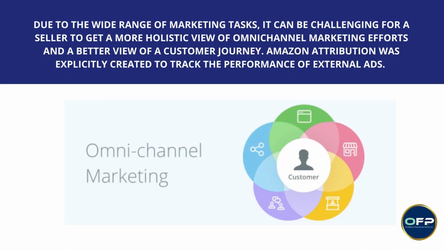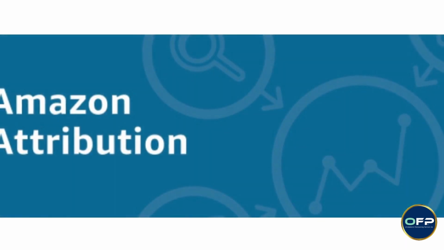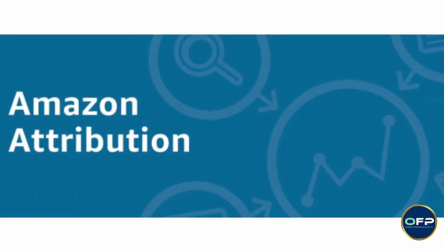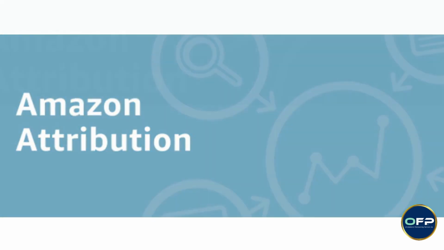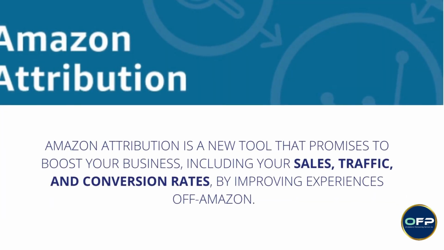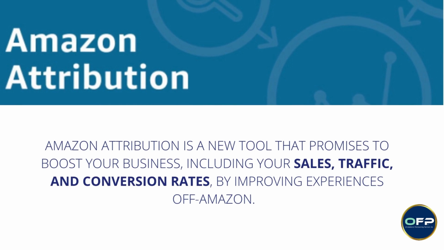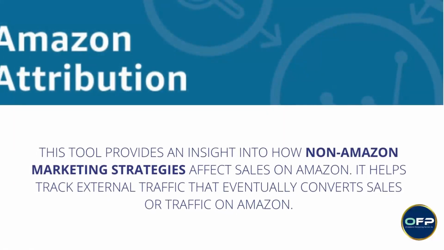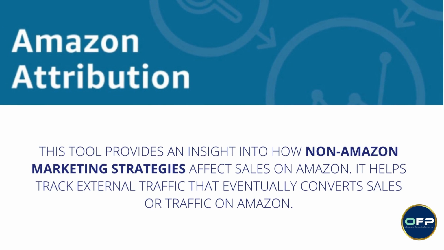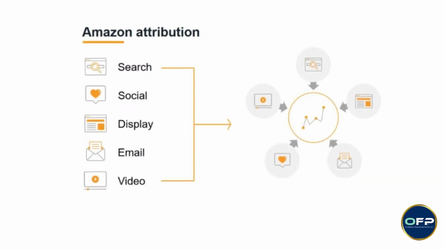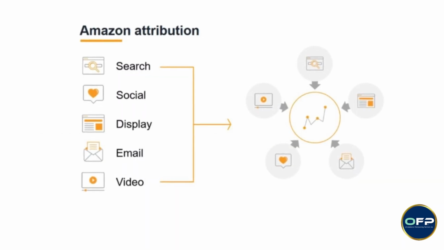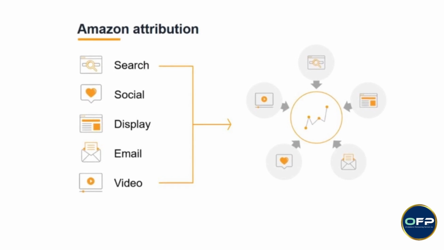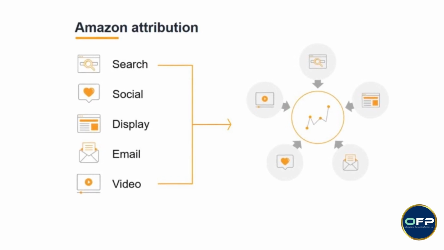Amazon attribution was explicitly created to track the performance of external ads. Amazon attribution is a new tool that promises to boost your business, including your sales, traffic, and conversion rates, by improving experiences off Amazon. This tool provides an insight into how non-Amazon marketing strategies affect sales on Amazon. It helps track external traffic that eventually converts sales or traffic on Amazon.